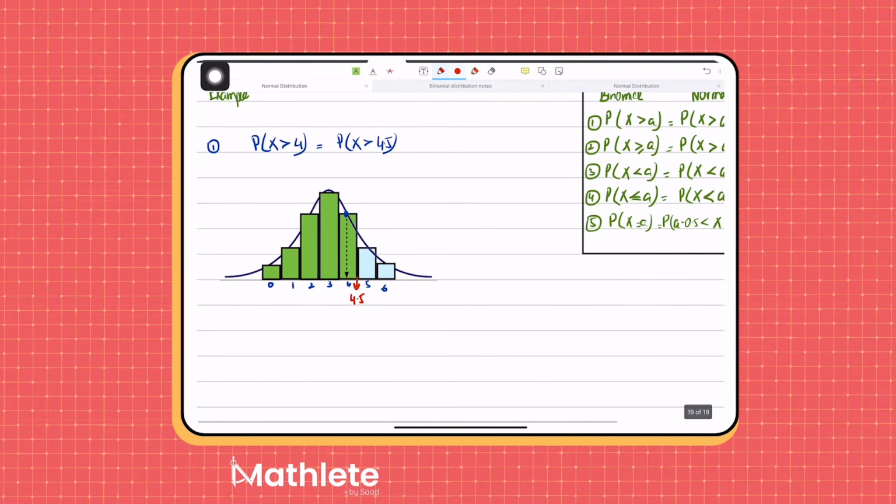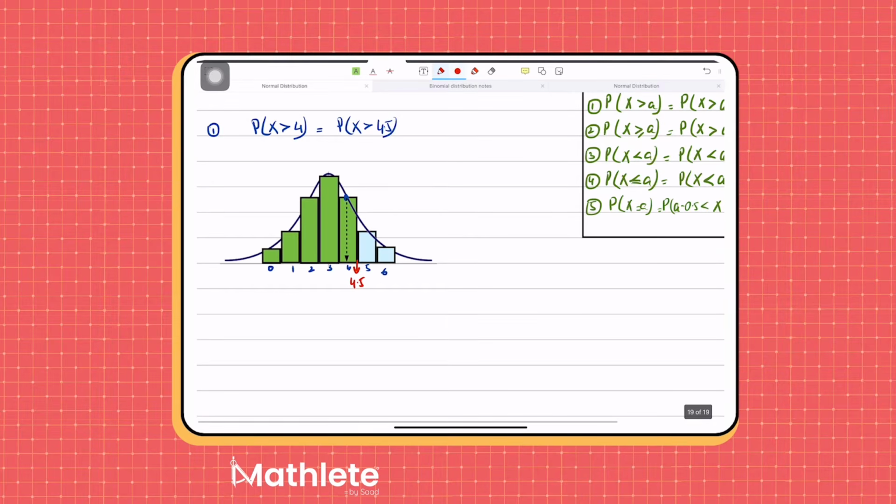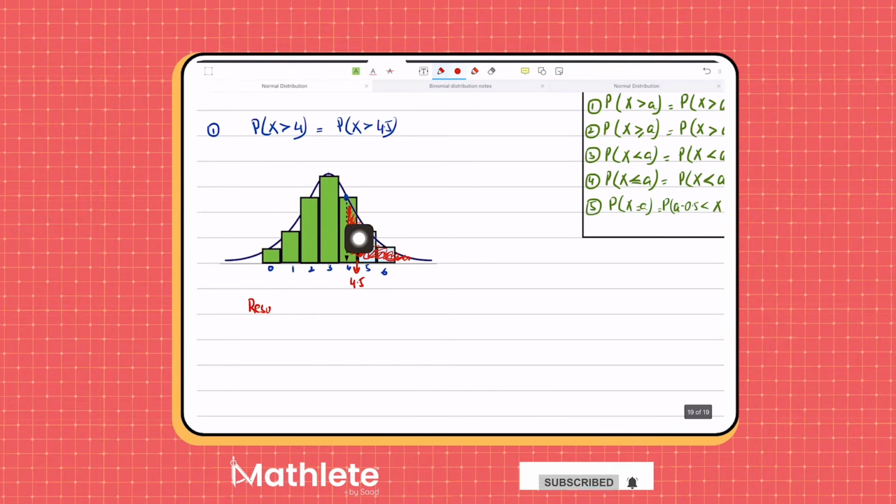Now, what's wrong with just leaving it as 4? Notice that this is the area as per the normal distribution. If we just calculate the blue area, this results in an underestimate.